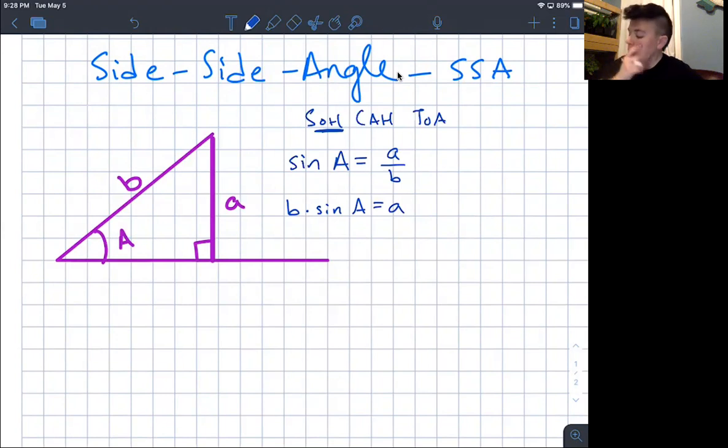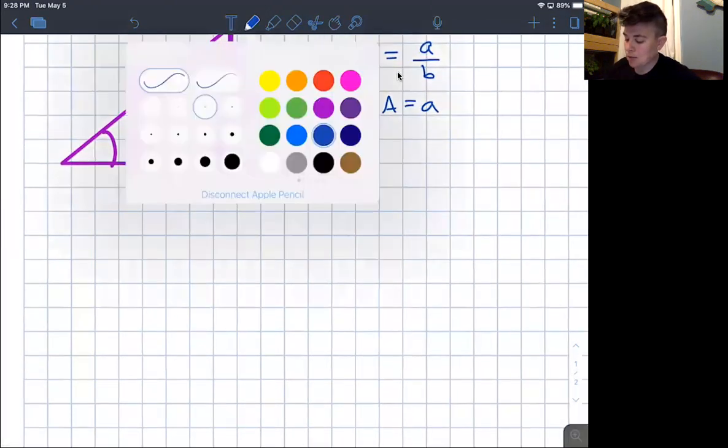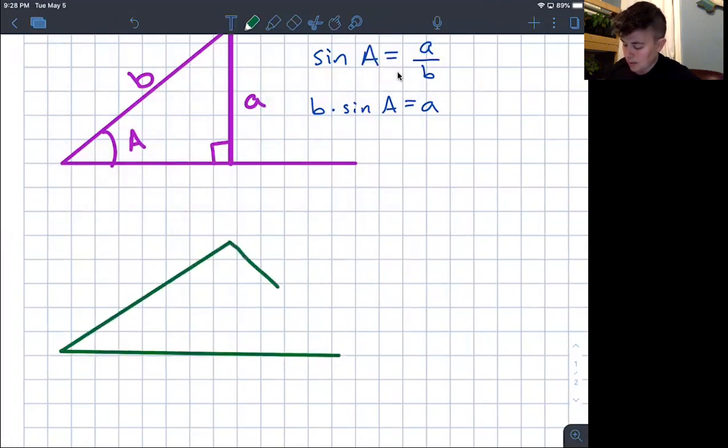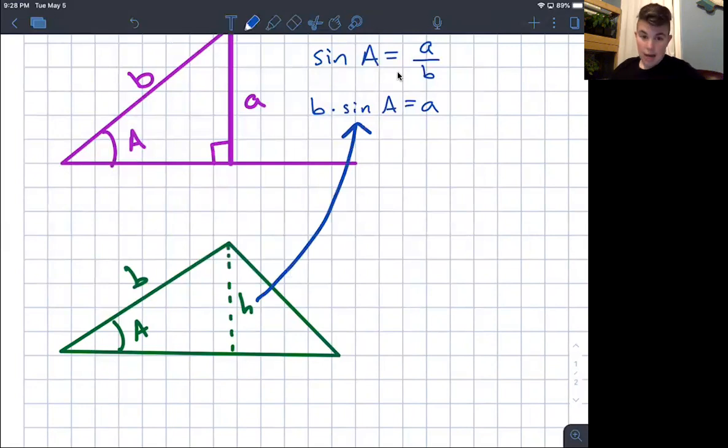Okay. So that means that for any given triangle in which I know the angle here and I know the side here, I can calculate the height of that triangle. The height there is going to be exactly the same as what we just calculated. It's going to be B times the sine of A, right? Because the height, as we know, will make a right angle with the bottom. All right, we're cool there.